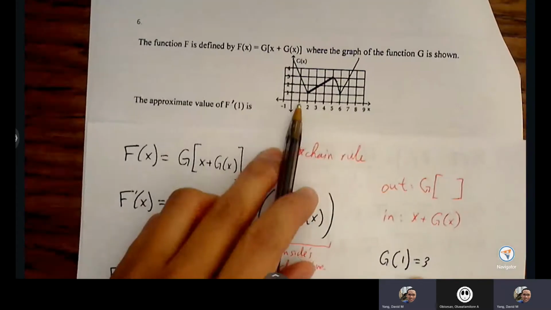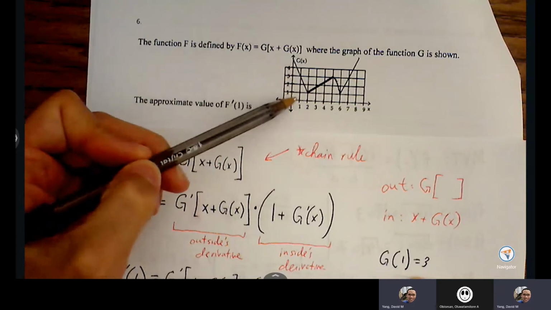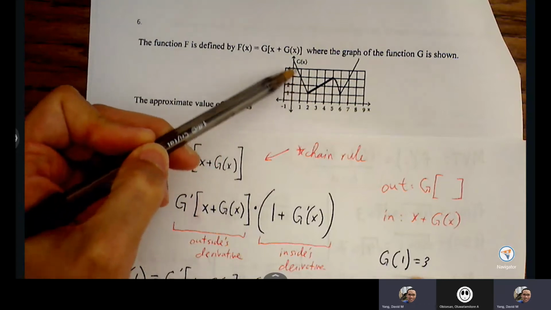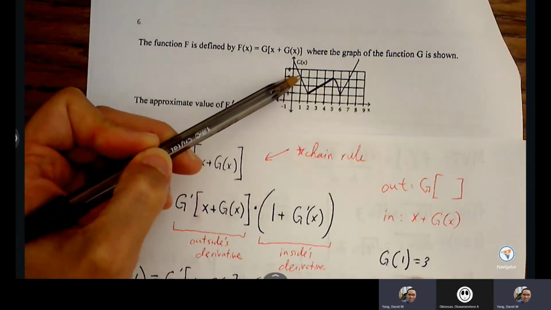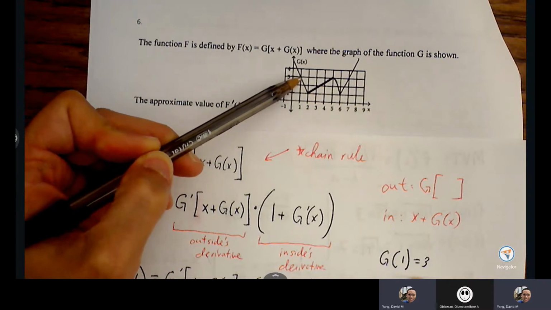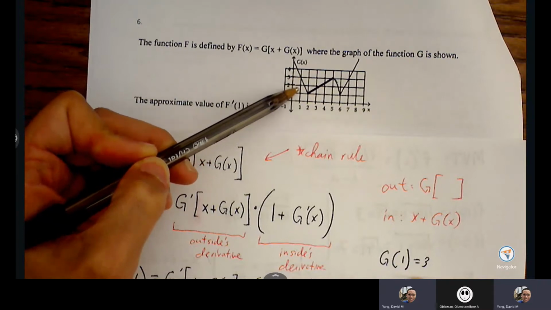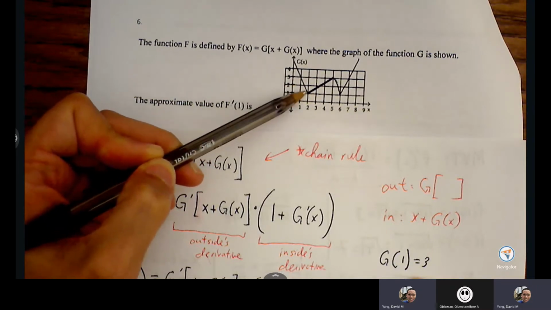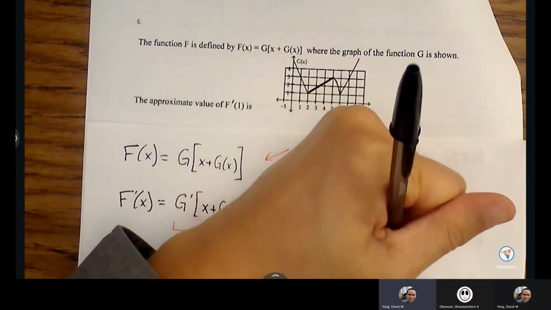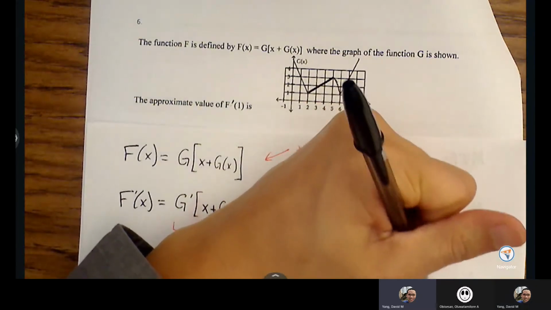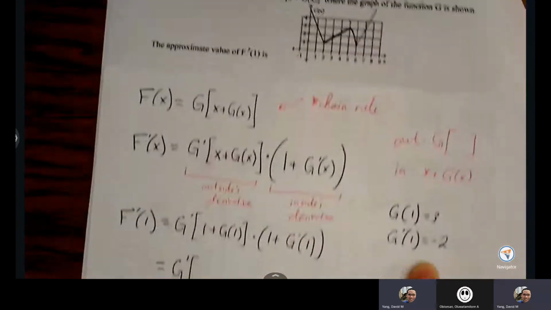So g prime of 1 is asking for the slope of the g graph at 1. And the slope of the g graph at 1, we see that this slope here, this line, is from here to here, right? Rise over run, down 2 over 1, so it's a slope of -2. Okay, we'll put that to the side here.